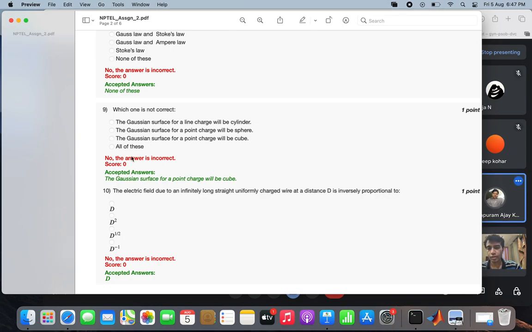But if you look at the three cases over here, for a line charge it is a cylinder which encloses the line, a perfect Gaussian surface. For a point charge it can be a sphere. But then again, for a point charge, even a cube will be a Gaussian surface if you think of it, because it encloses the charge and electric field lines pass through that surface only once. So the electric field is properly defined at every point on that surface.